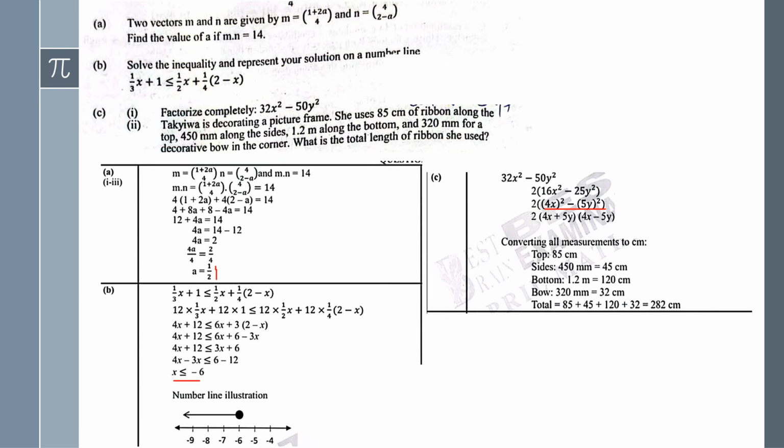We have the last question about a picture frame, where she uses 85 centimeters of ribbon along the top, 450 millimeters along the side, and 1.2 meters along the bottom, and 320 millimeters for a decorative bow in the corner. What is the total length of the ribbon used? Just sum up everything, and then you're good to go.